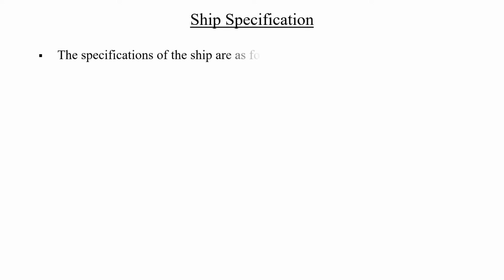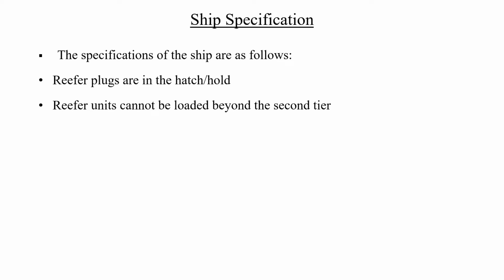First, we have the ship specification, and it states that reefer plugs are in the hatch or the hold, that is below deck. So reefers can be loaded, stowed below deck. Next, it tells us that the reefer units cannot be loaded beyond the second tier. And so we are aware that we must put them on either the 02 and the 04 below deck or the 82 and 84 above deck.